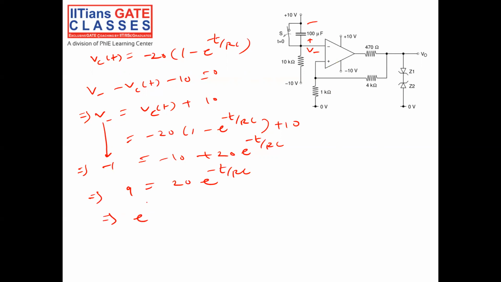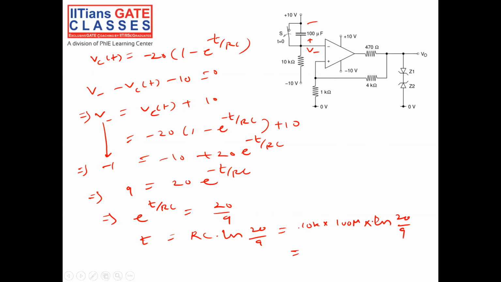This implies e to power of T by RC is equal to 20 by 9, so T by RC is equal to ln 20 by 9. T is equal to RC ln 20 by 9. Okay, this is the answer. So what is RC? R is given as 10K, C is 100 micro, into ln 20 by 9. So calculate the time.